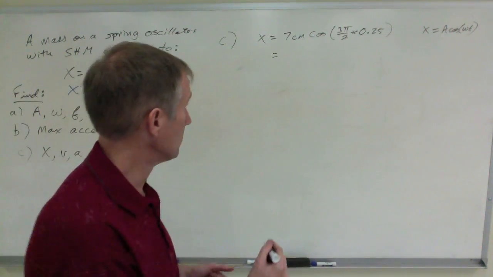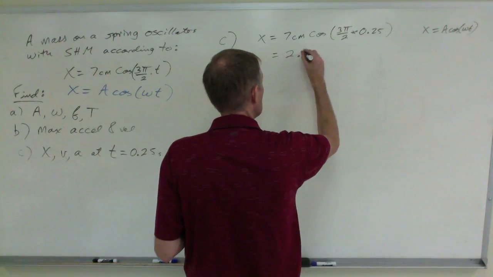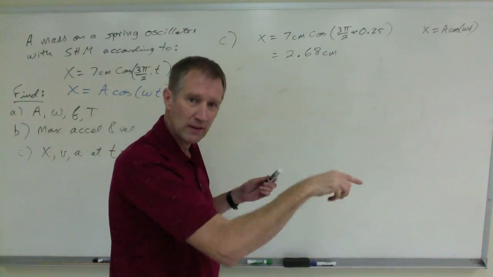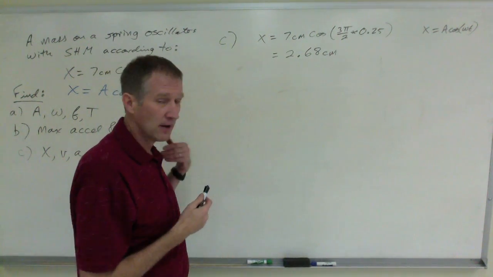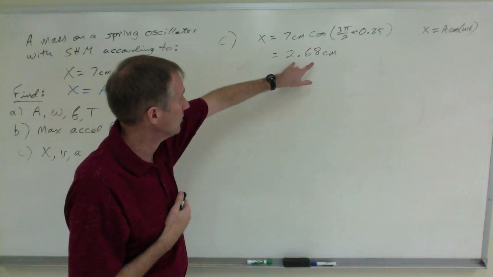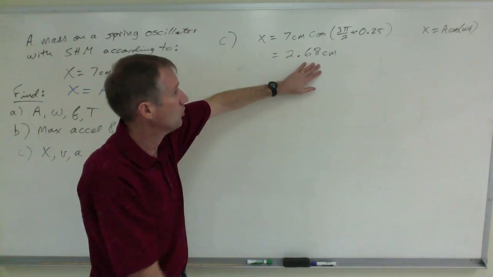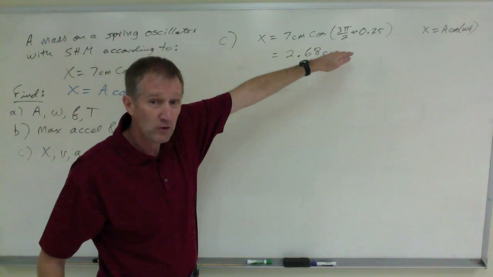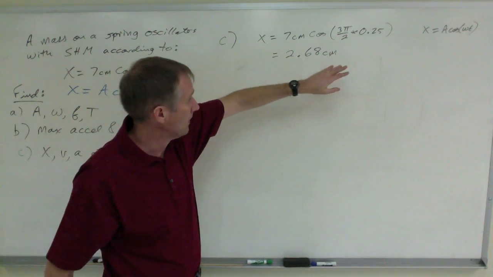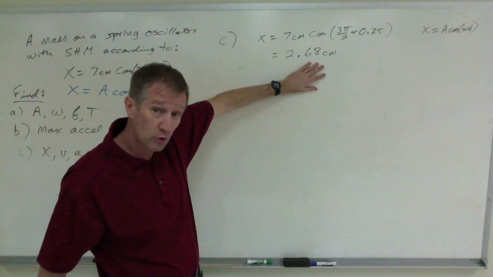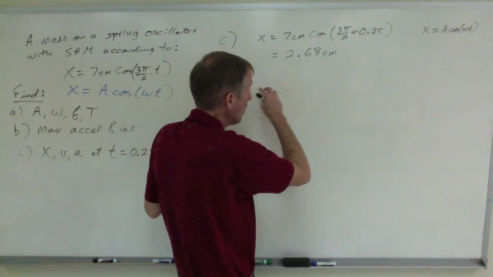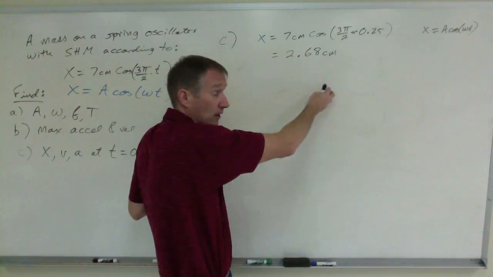It's a positive answer, and that matters, 2.68 centimeters, where I'm assuming that to the right is positive and to the left of equilibrium is negative. So this thing is 2.68 centimeters to the right of equilibrium at 0.25 seconds after release. I don't know which direction it's going, because it could be going to the right and further to the right. It could already have gone all the way over and been on its way back.